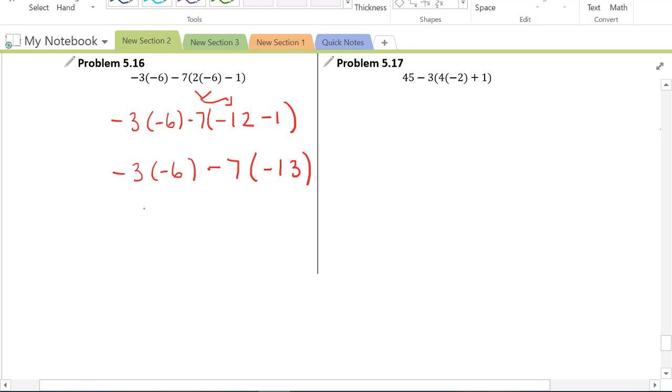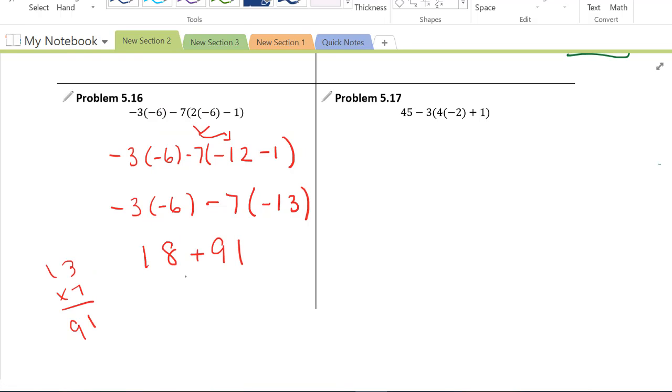Now we're going to multiply everything. So this gives us a positive 18. And then we have a negative 7 times a negative 13. That's going to be positive. And let's do it on the side, okay, if you can do it in your head. It's going to be 91. Okay, and all right. So here we have 18 plus 91. That's going to give us 109. All right, let's do the last one.